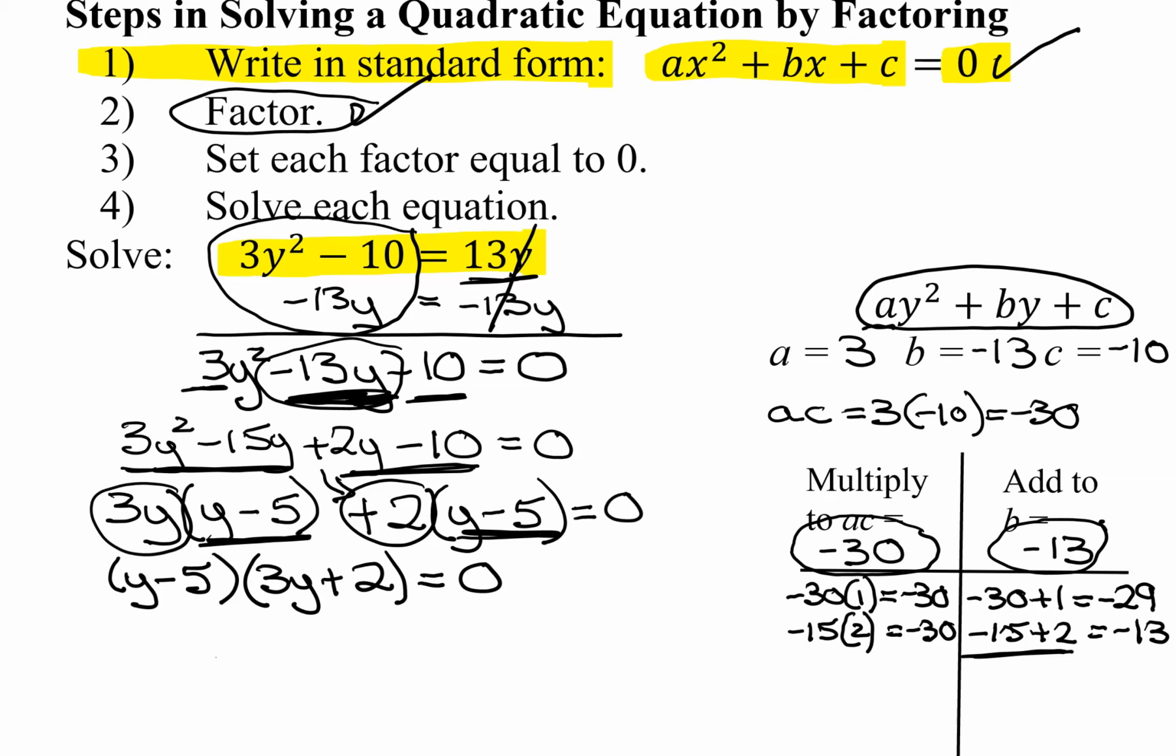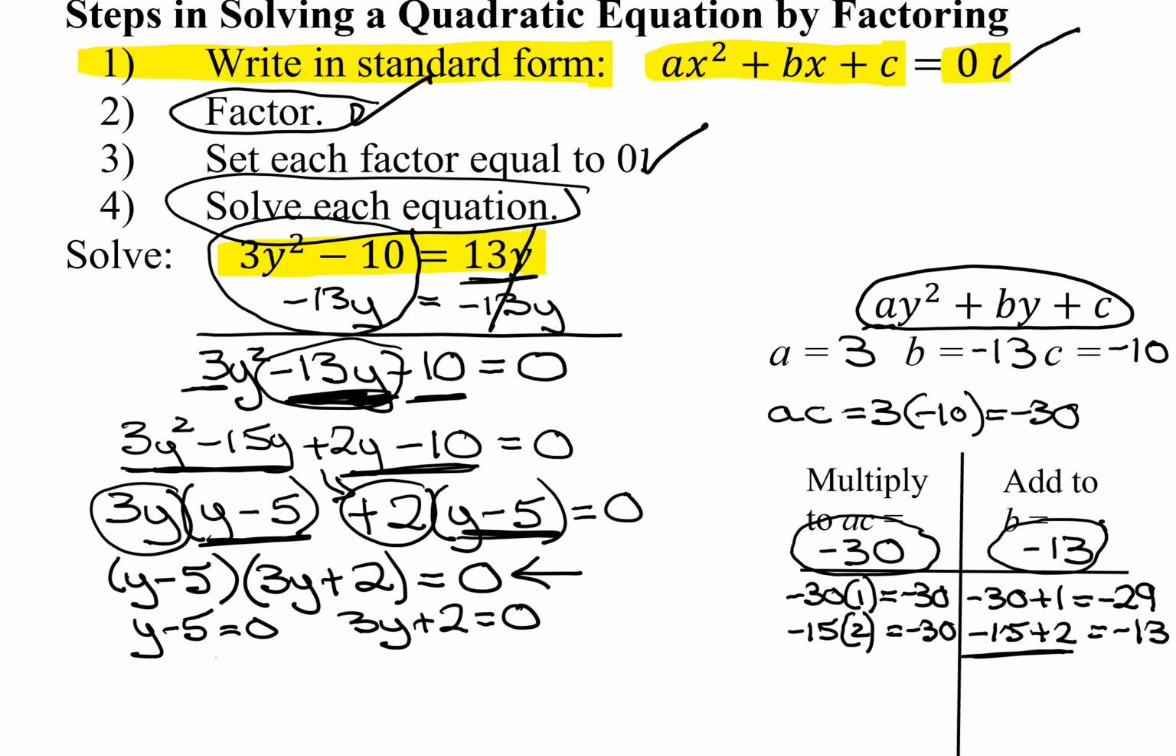So I have now factored. And now we have to set each factor equal to 0. That is the reason we got 0 on one side, because if two numbers multiply together equaling 0, then one of those numbers has to be 0. So we set each of our factors equal to 0. And then the last thing we do is solve each resulting equation.